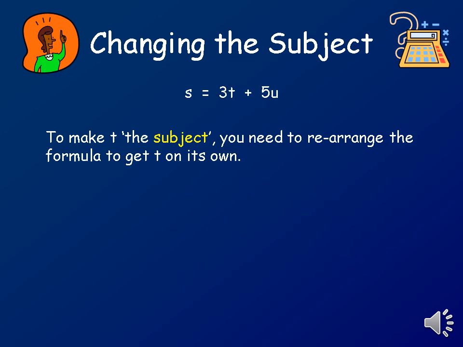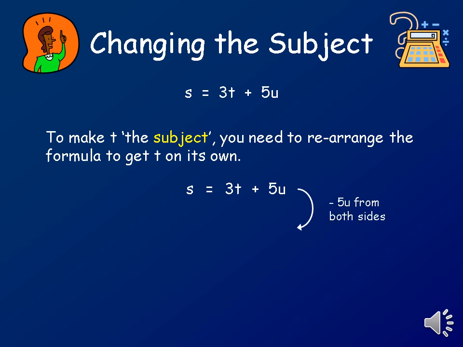Okay, here's another example. So this time we've got 2 letters. But again, I'll pause for 5 seconds because people like to challenge themselves. 5, 4, 3, 2, 1. So we are being asked to make t the subject. So t has 3 and the 5u with it.